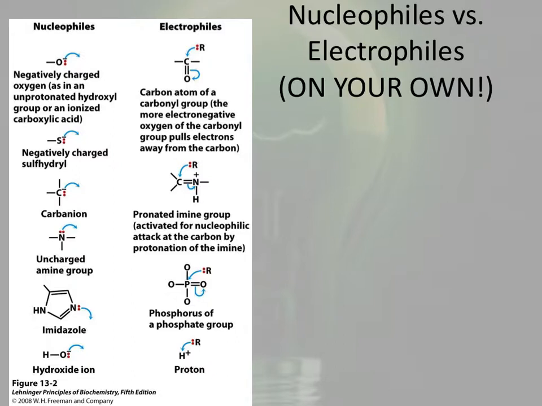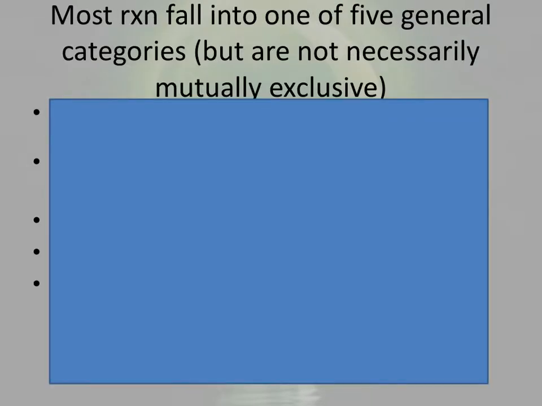Most reactions are going to fall into one of 5 general categories. They're not necessarily mutually exclusive, because sometimes an enzyme complex may have more than one. So you need to know the 5 types of reactions that you're going to see over and over again in biochemistry.